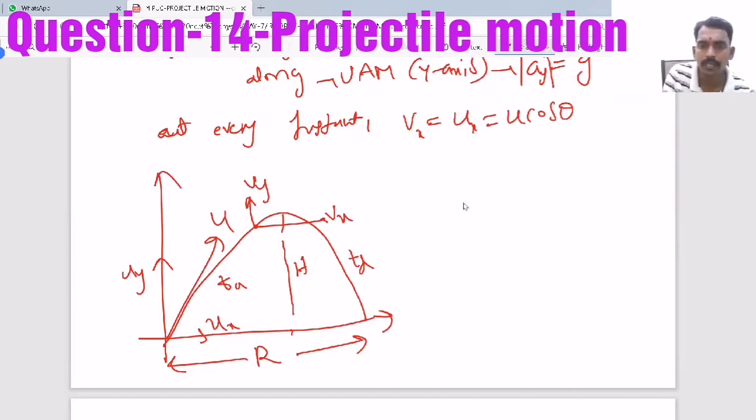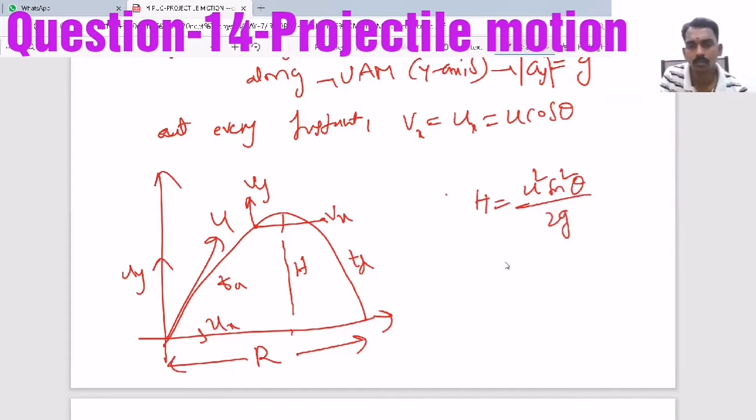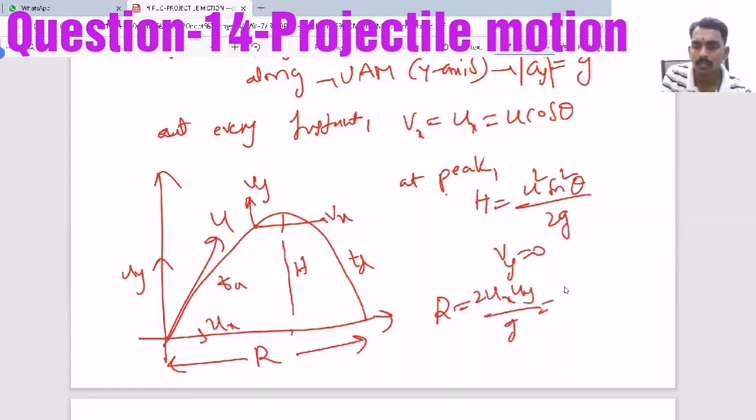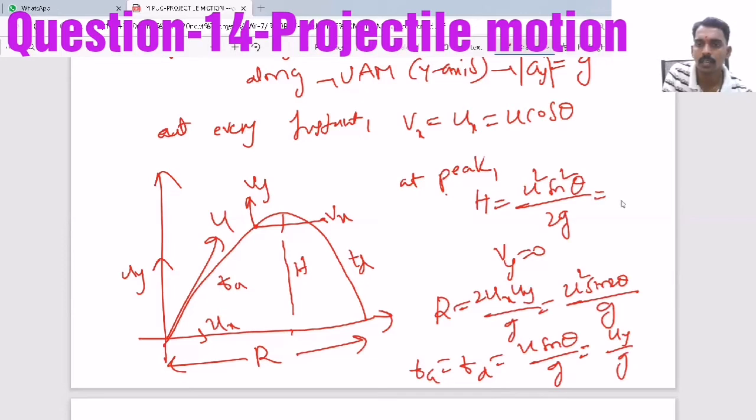And at the highest point, when the height becomes maximum, that is u square sine square theta by 2g, the Vy will become 0 at the peak. The range formula is 2 ux uy by g, or u square sine 2 theta by g. And the time of ascending equals the time of descending, that is u sine theta by g, or uy by g. This height I can also write as uy square by 2g.